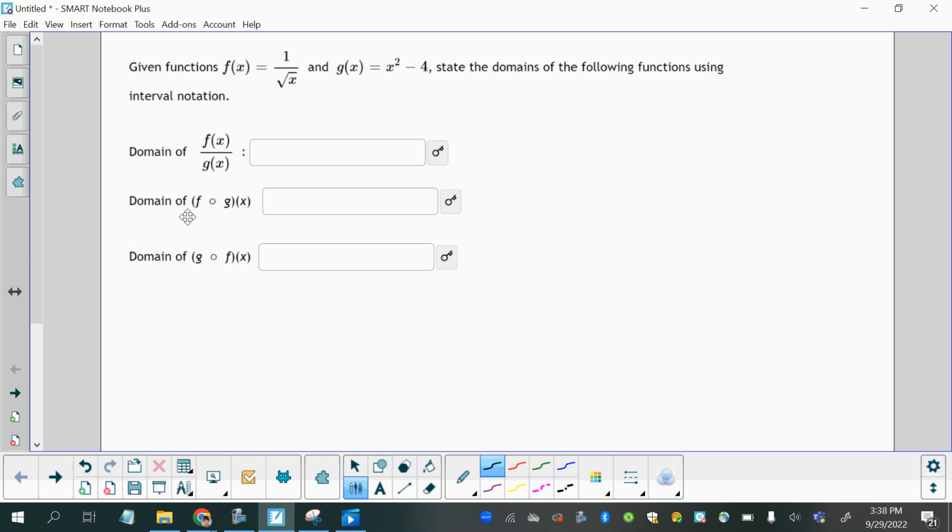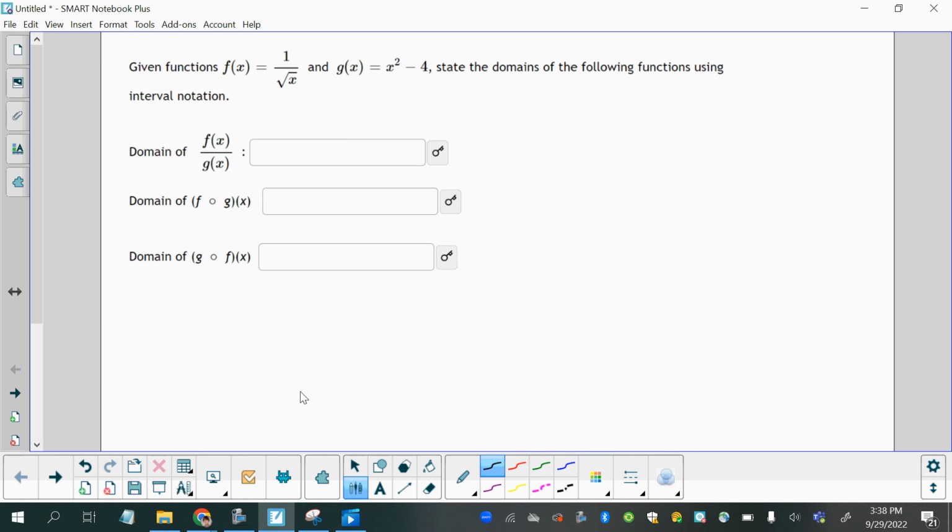Then we're asked to find the domain of f of g of x, so composing g inside of f, and then the other way around, find the domain of g of f of x. So for each one of these, we're going to first find the function and then look at it to see which x values we cannot include in the domain.